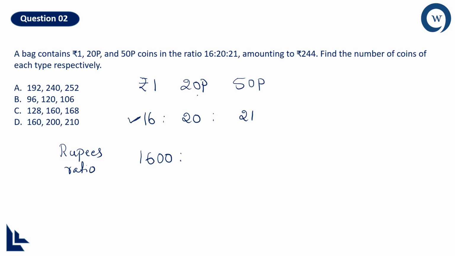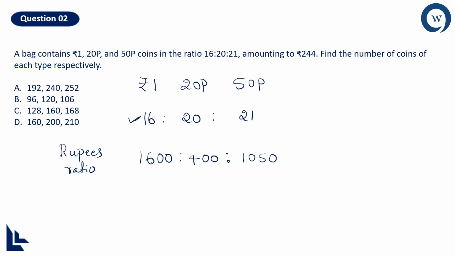Okay. Now, there are 20 paisa coins. That means the total amount contributed by them will be 400 paisa. And then 21 50 paisa coins are there. So the amount contributed by them will be 1050. Just by multiplying them together and taking them in the paisa value. And now many of you might be thinking, I have written rupees ratio here, but I have taken paisa. There is a reason why I have taken this.